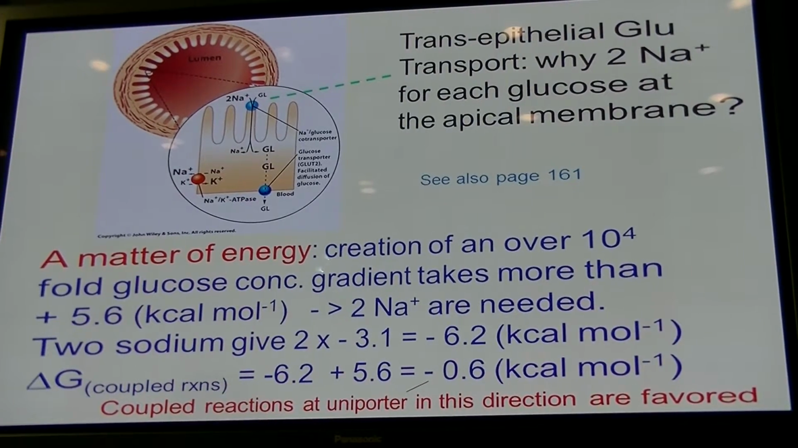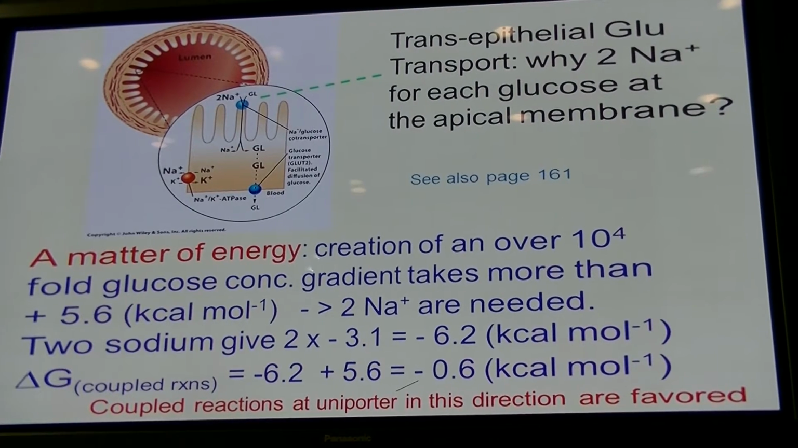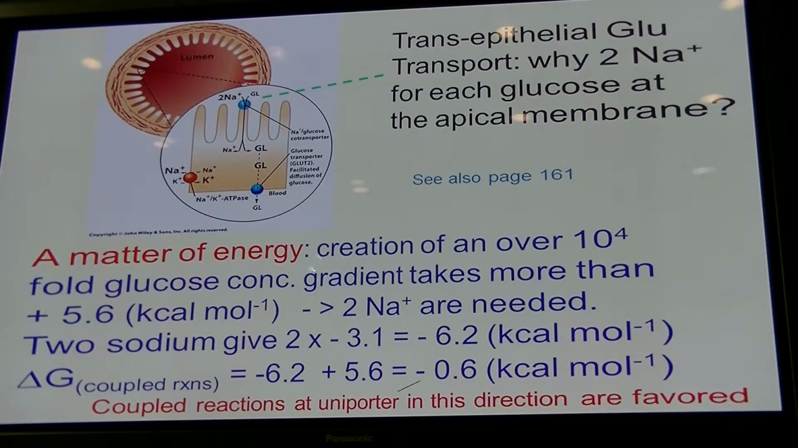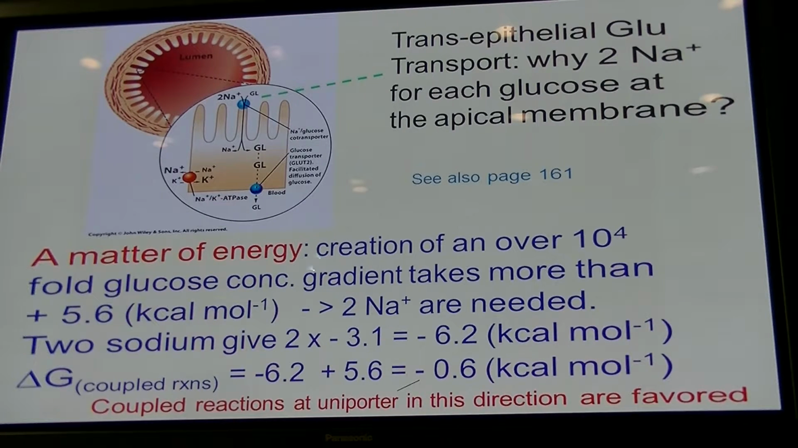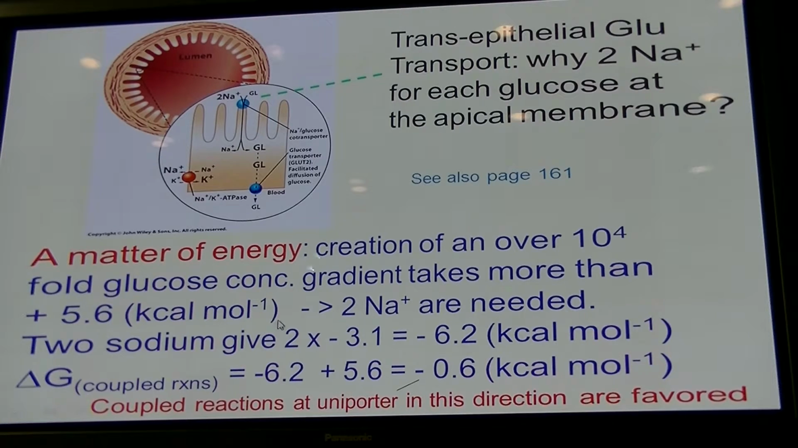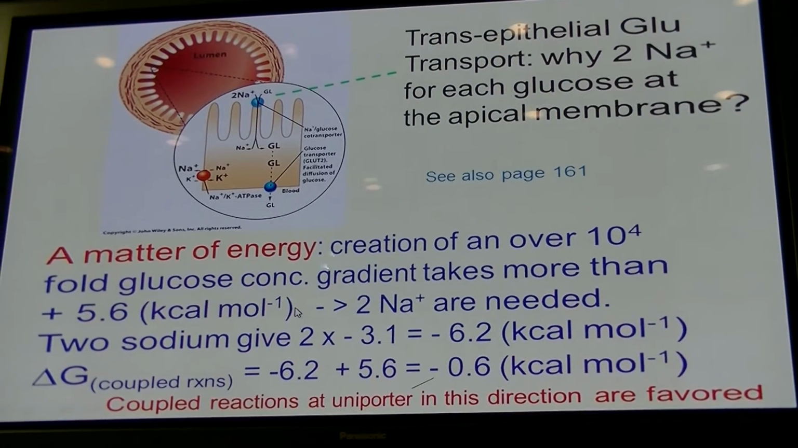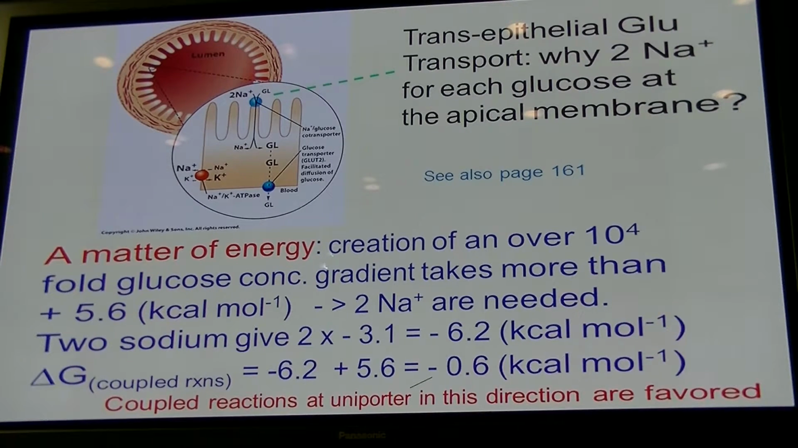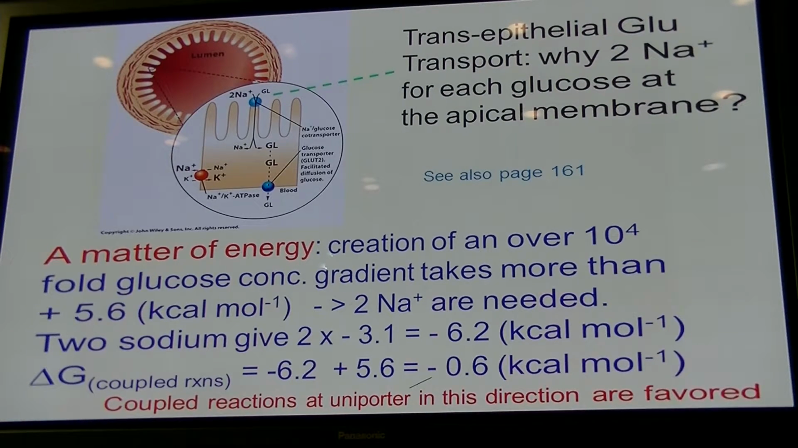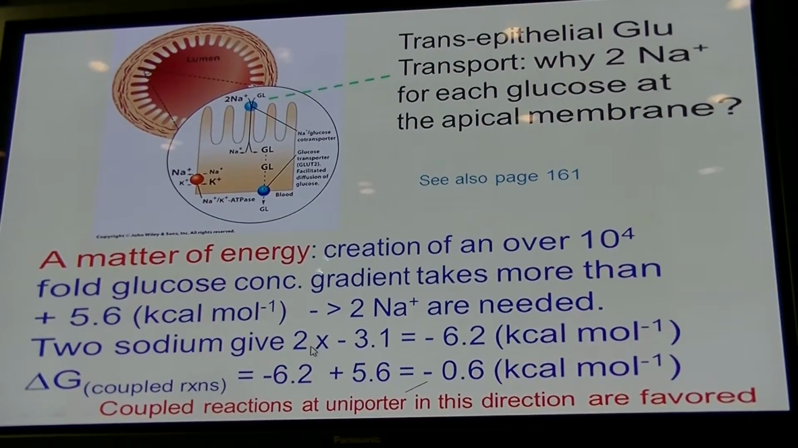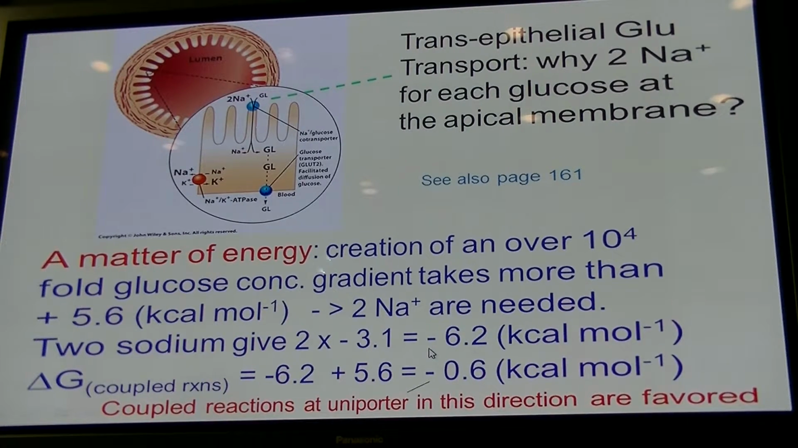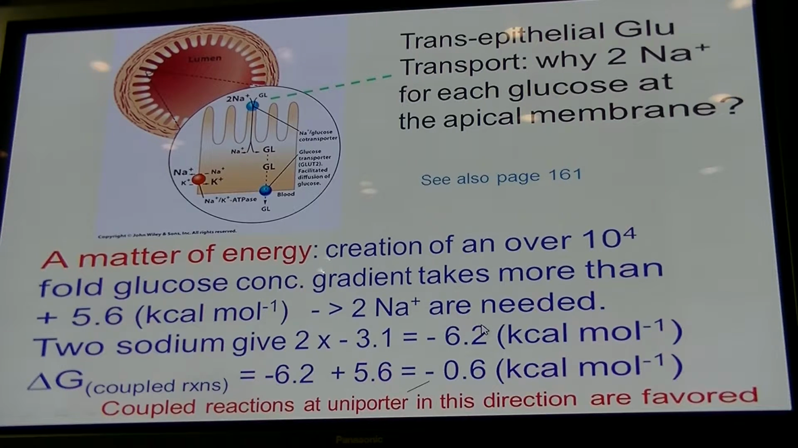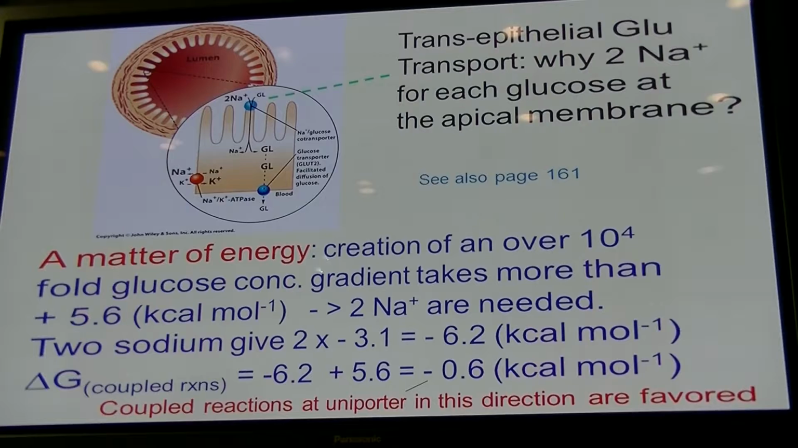So if we had a coupled reaction of a single sodium driving a single glucose into the cell, then the net energy we would be dealing with is the plus 5.6 kilocalories per mole for the glucose and a negative 3.1 for the sodium, and that remains a positive value. And a positive value for the delta G tells you that the reaction will not take place. In fact, in that system, glucose goes out. So in order to drive the glucose in, you need to invest more. You need 2 sodium, which gives you 2 times the negative 3.1 in this example. That's negative 6.2 kilocalories per mole. That's the credit we have. That's the buying power we have in the system.